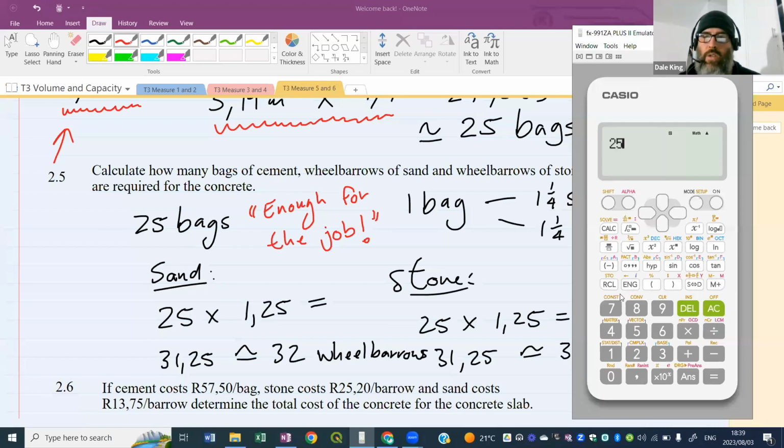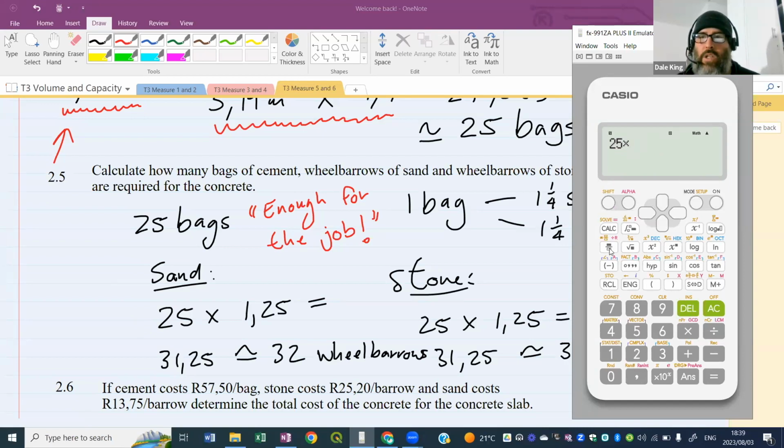Watch, I'll do it. Let's try it out. So 25 times, I'm going to do it maybe like you guys would do it. So I'm going to say 1/4. Let's see if this works out actually. And I'm going to put the 1 in front. So I'm not using the mixed fraction button here. I'm just using the normal fraction button here. Let's see if this works out. You see that? 6,25, which is wrong. So be careful with your fractions. You must press the mixed fraction button.